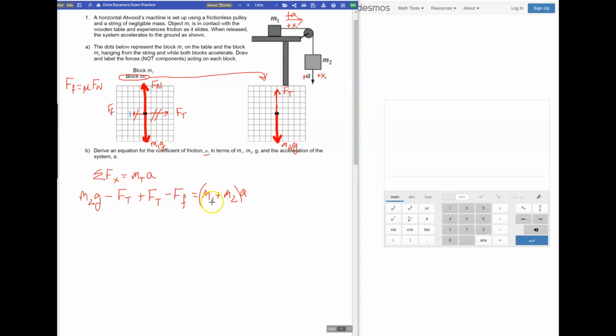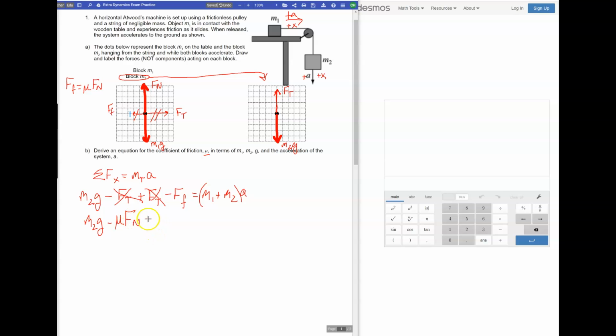Now that we've done that, let's show what the force of friction is. So we're going to put M2g minus F_T plus F_T. Oh, good. So that's minus the force of friction, but we said that the force of friction is mu times F_N.